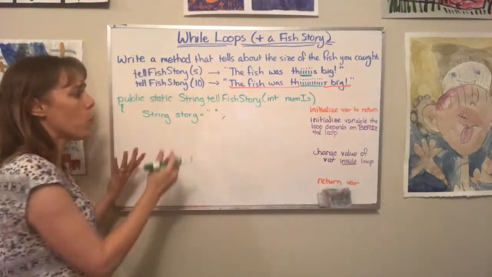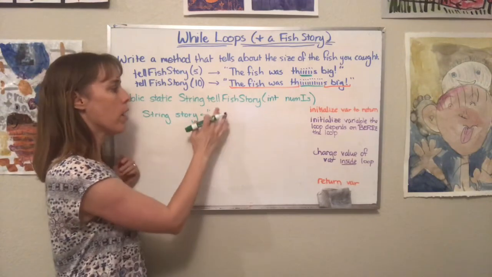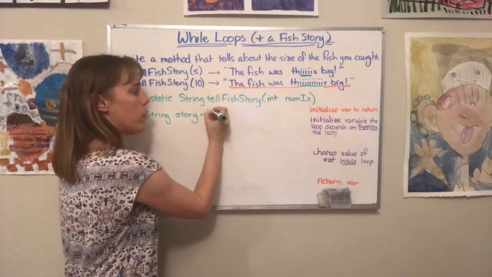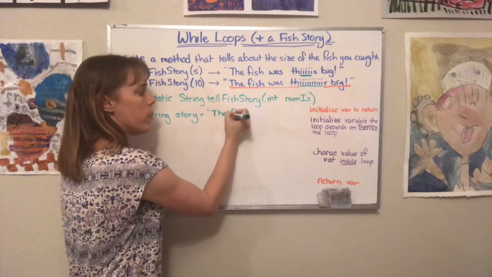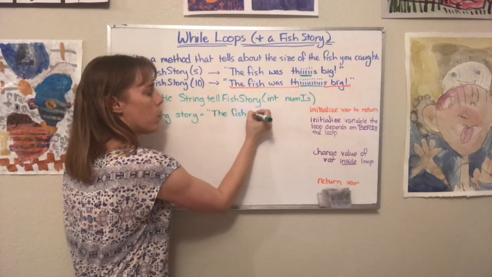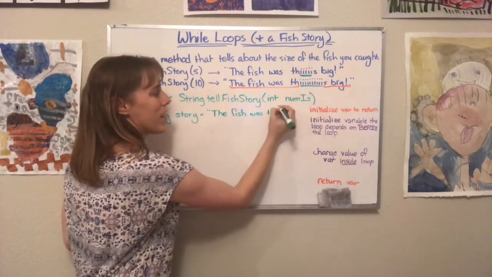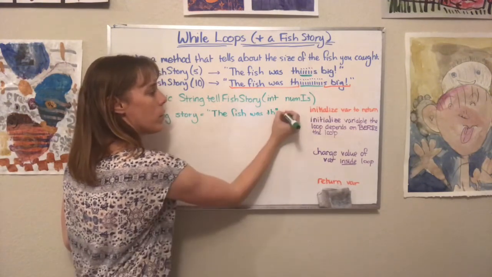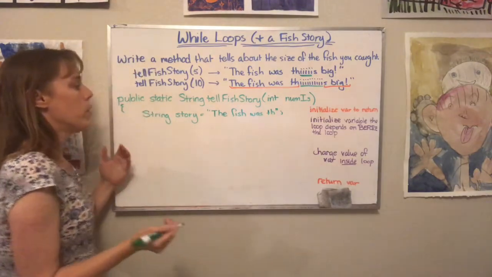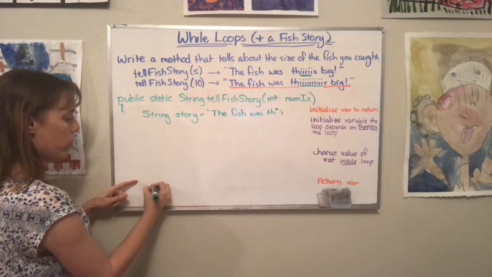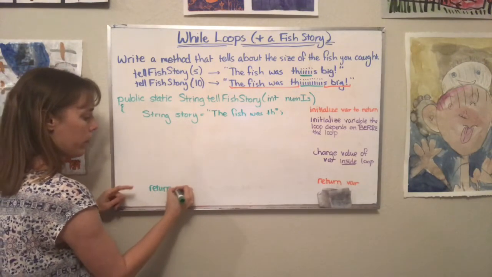So I actually don't want an empty string to start. I probably want this part, right? So I wanted to start with the fish was and then I don't have any eyes yet, okay? So I'm going to start with that. So if nothing else happened, down here at the very bottom, I'm going to return my story.